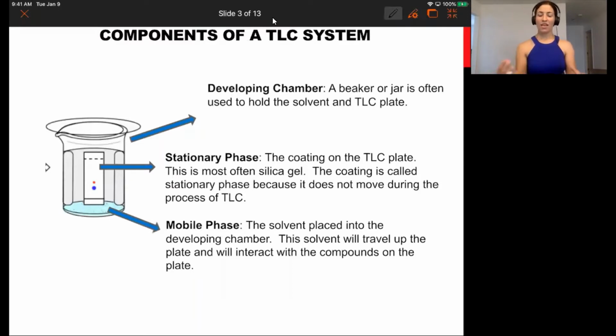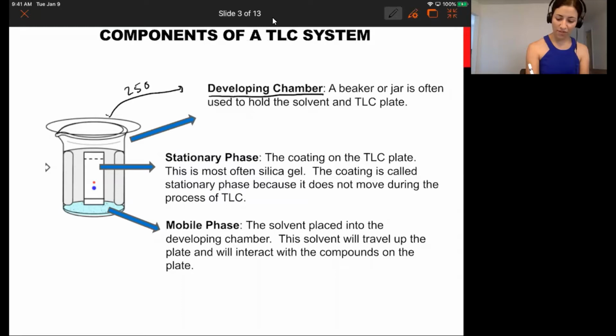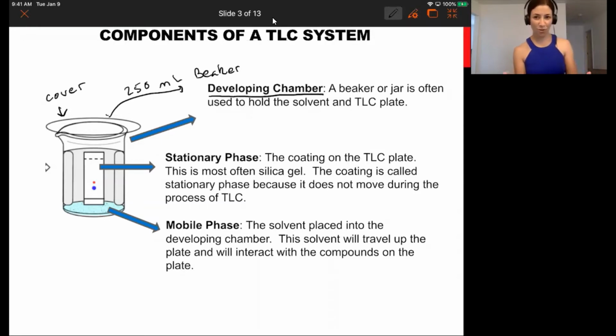Okay, so in order to produce the type of plate that was shown on my opening slide, what we have to have is a stationary phase, a mobile phase, and a developing chamber. In week 1, the developing chamber will be this 250 ml beaker placed in your hood. And we typically cover this with tinfoil or a watch glass to keep all of the solvent vapors from our mobile phase saturated within the chamber.